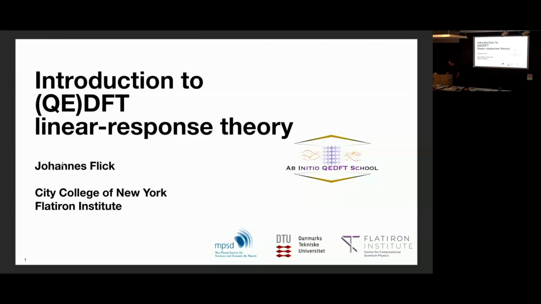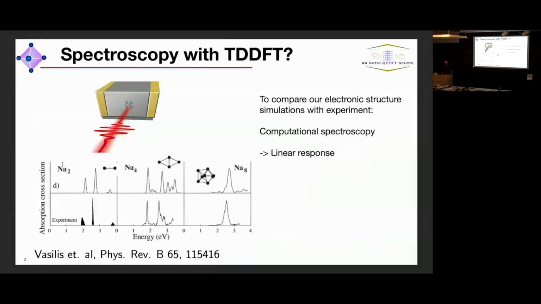But first I have some slides, so we can go over that. So first, we forget about what we learned throughout the school. We forget about the strong light-matter interactions. We just think about electrons. We want to access excited state properties of electronic systems. So how can we do that?